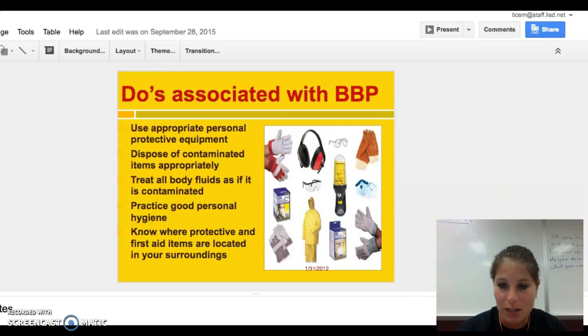Do's: use that protective equipment. We've got the little suit here. We've got gloves and goggles, masks, everything. But a big key is you're going to treat every body fluid like it's contaminated, whether it is your little sister, whether it is your boyfriend. All body fluid is contaminated, okay? Practicing good personal hygiene, keeping wounds covered, not sharing personal items. Those are going to be keys.